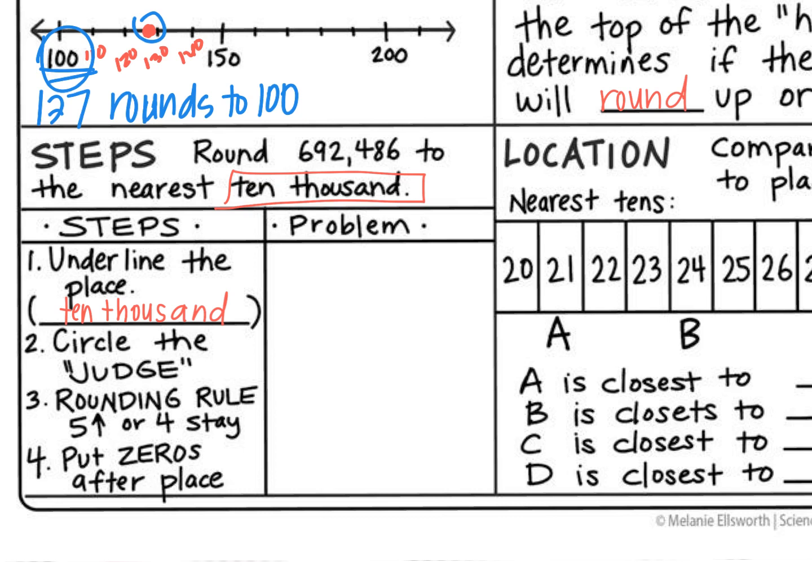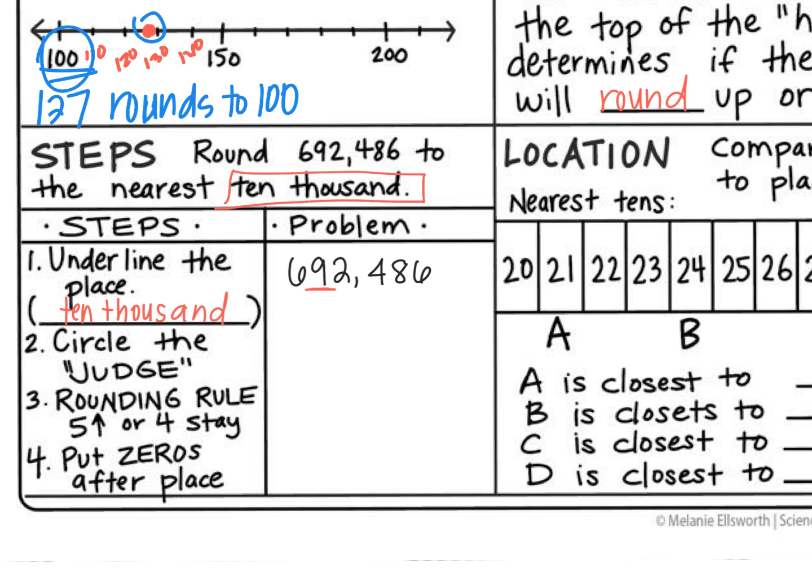So I'm going to underline. I'm going to go ahead and write my problem right here. I'm going to use a different color. So I'm going to copy my problem down. 692,486. And I'm going to underline the 10,000s place. Now, I want to circle the judge.